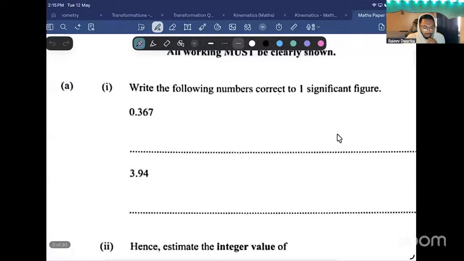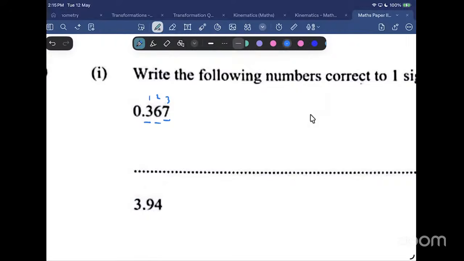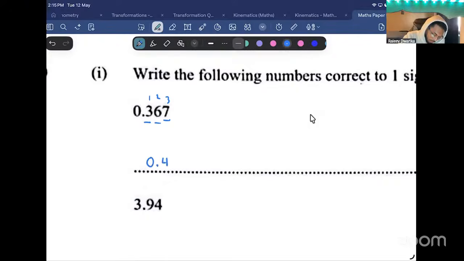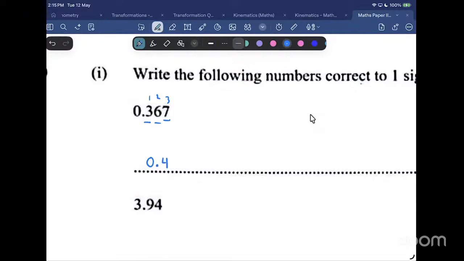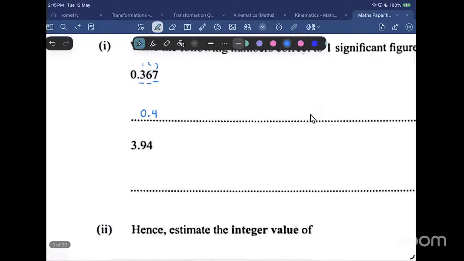So they're saying, write the following numbers correct to one significant figure. So this is the first significant figure, the second one, and this is the third one. The number after 3 is 4, so 0.34 becomes 0.3. For the next, the number after 3 was 6, 7 or more, so we add 1. Yeah? Everybody understand that? I did that.